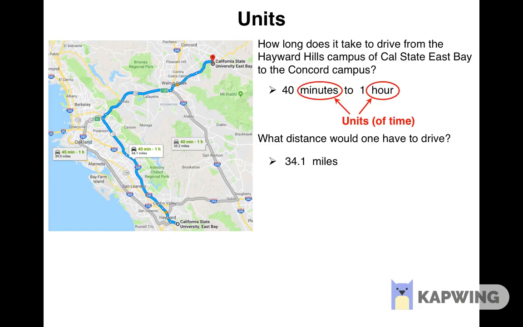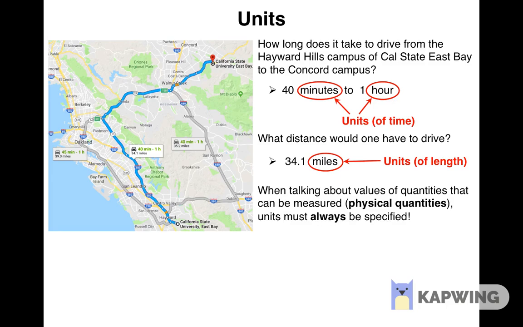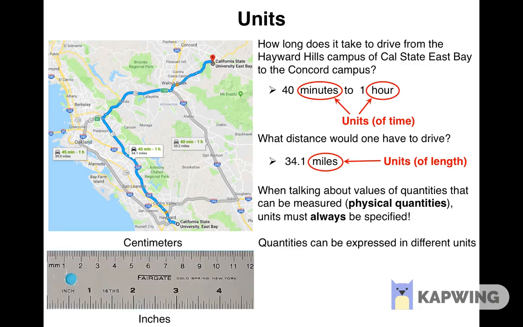Minutes and hours are units of time. Miles are units of length, and it is important to specify them. If someone asked you how far you were from the Concord campus, and you just said about 30, it wouldn't be very informative. You would need to specify whether it's 30 feet, yards, miles, unless it were clear from the context. When performing scientific calculations, always specify the units for all quantities.